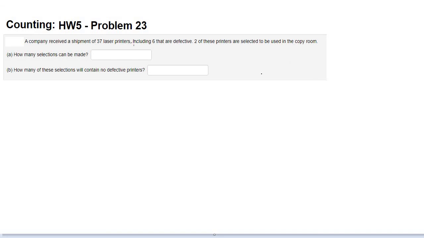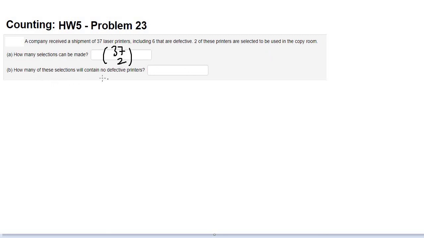Problem number 23. A company received a shipment of 37 printers, including 6 that are defective. 2 of these printers are selected to be used in the copy room. How many selections can be made? We were not given any restriction here, so out of 37, we need to pick 2 of them. 37 choose 2 is the answer.